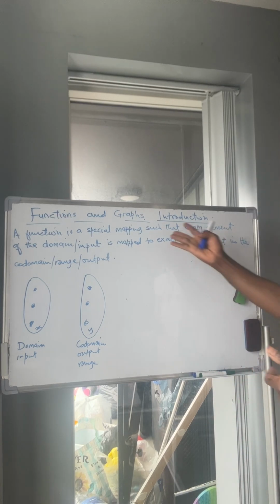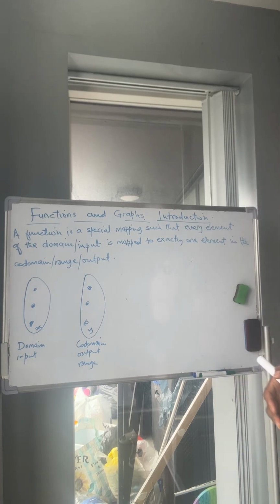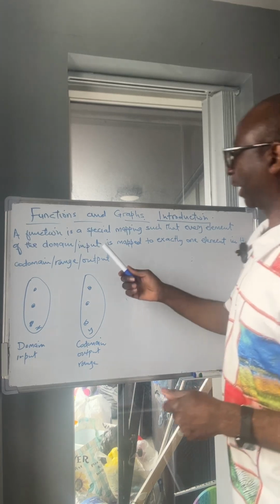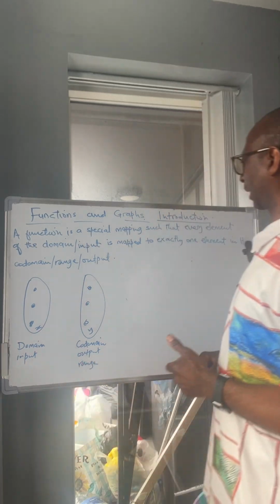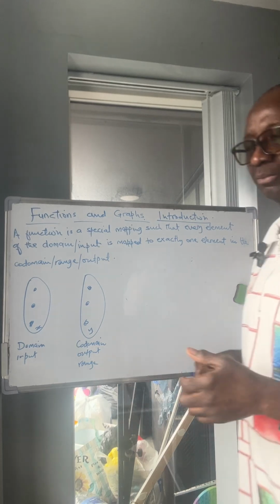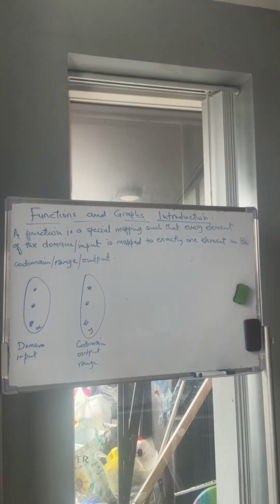So now, when you have this kind of definition, it means we have different types of mappings that we should be able to identify when we see them.